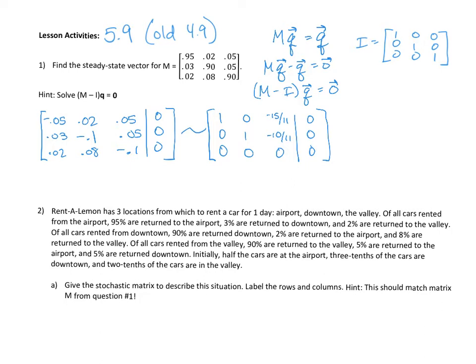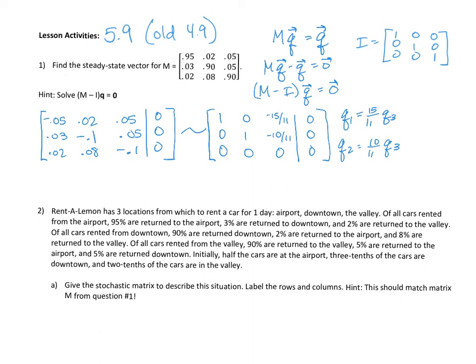The thing about a steady state vector, though, is that it has to be a probability vector. So the entries have to add up to 1. So let's write down what I've got here. This says Q1 has to be 15 elevenths times Q3. And Q2 has to be 10 elevenths times Q3. So Q3 is free.